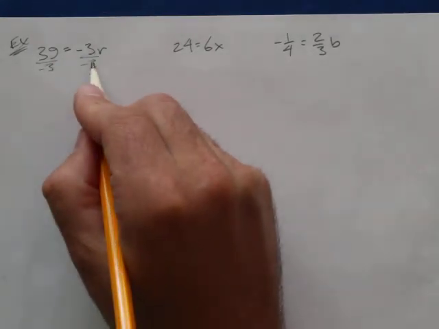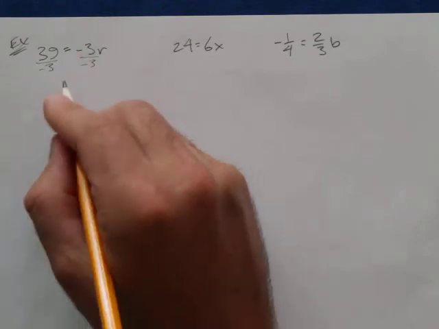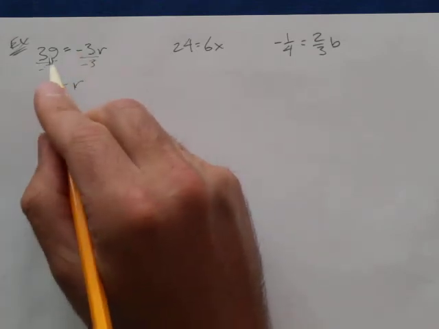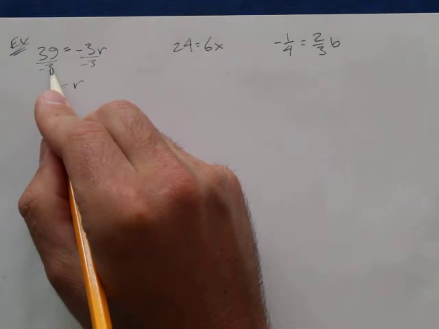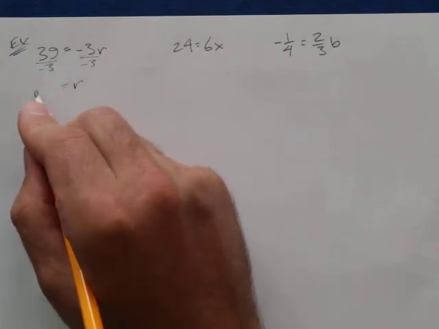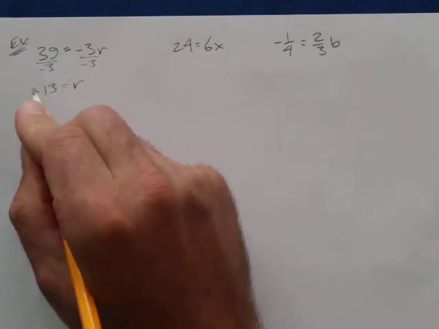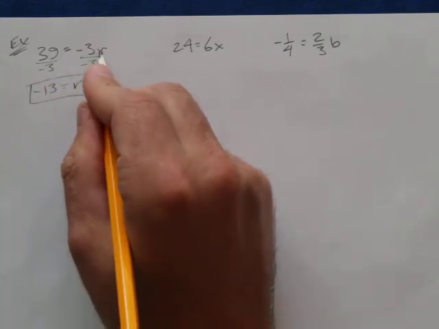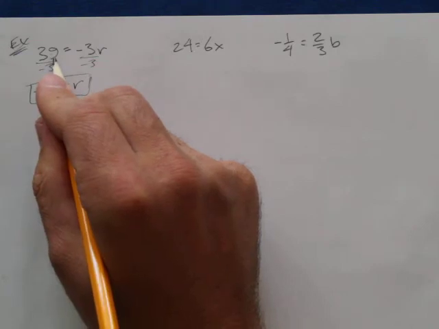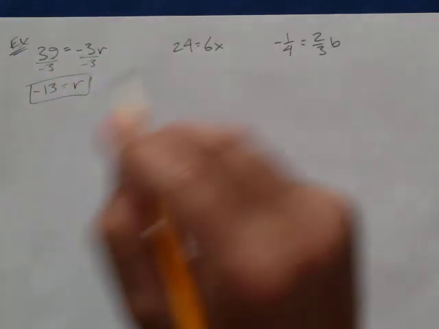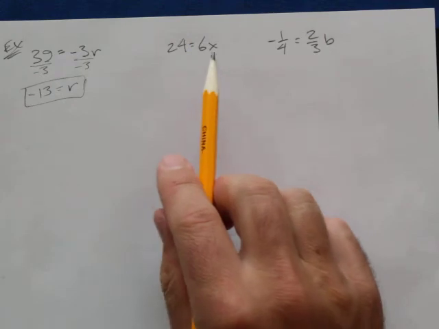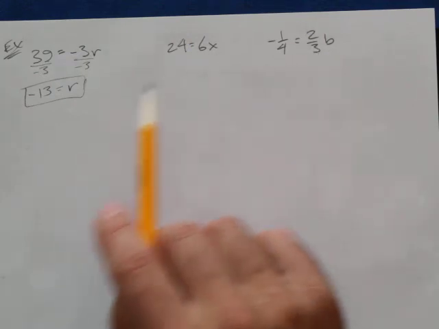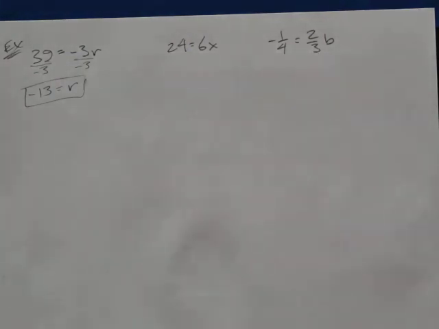So negative 3 divided by negative 3 is positive 1. So I've got positive 1r. And then 39 divided by negative 3 is negative 13. And if I plug that in here, negative 3 times negative 13 is going to give me positive 39. So I checked out, I'm good. Now I want you guys to do these two as you tries, and then we'll work them out together after you've paused and got to work. So go ahead and pause and get to work.